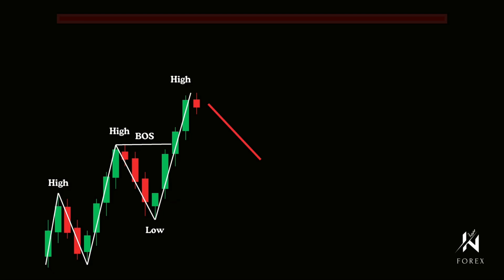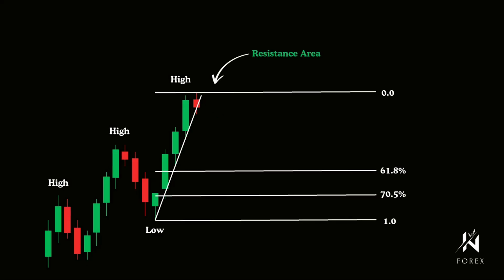The next phase is execution. In this step, we wait for a pullback and apply the Fibonacci retracement tool from the beginning of the impulse to its end. Then we set a buy limit exactly at the midpoint between the 61.8% and 78.6% retracement lines, which lands at the 70.5% level. We'll position our stop loss a few pips beneath the nearest swing low.